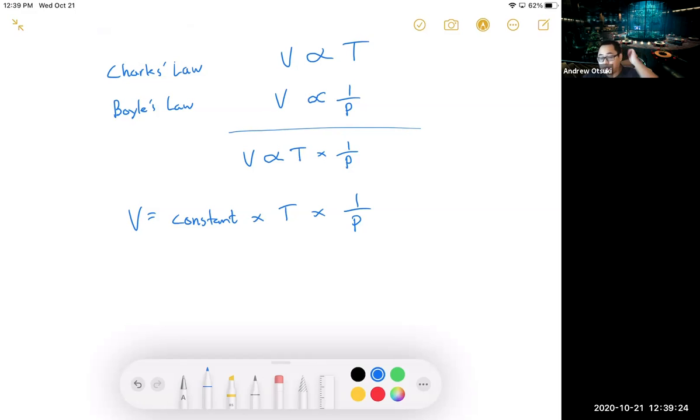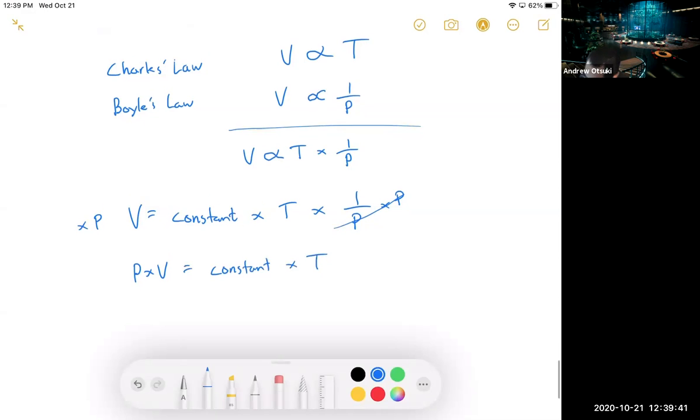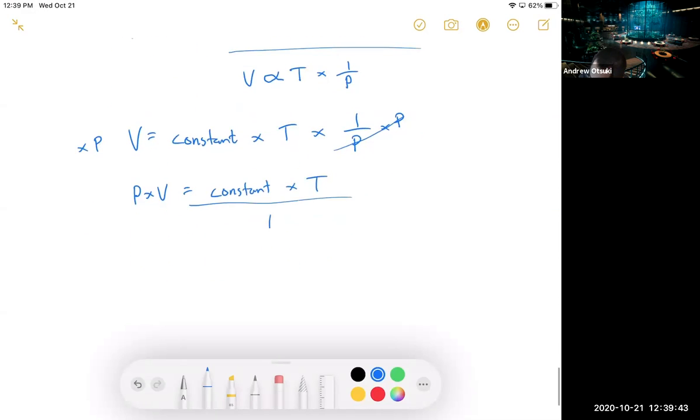So now we can solve for the constant, right? Multiplying both sides by P. So multiply both sides by P first. So we get P times V equals constant over T times T. Now we divide both sides by T. We get P times V over T equals constant.